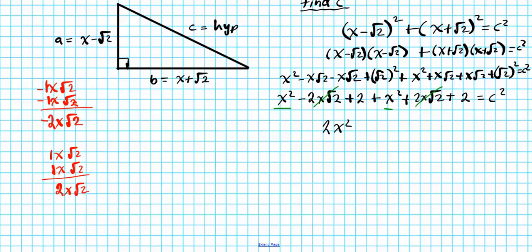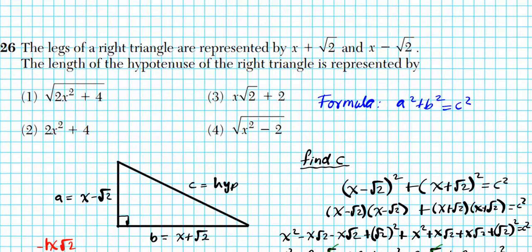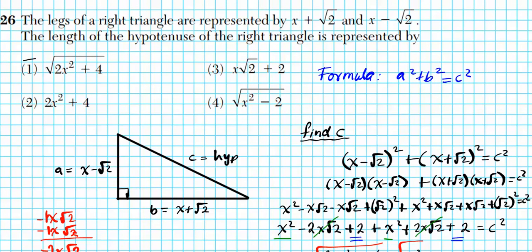So when you combine x squared, like terms, you have 2x squared. And then when you combine, what else do we have? Positive 2 and positive 2, you have plus 4 equals c squared. Now, to get c, the length of the hypotenuse, isolated, you're just going to do the inverse of square, which is square root. So root both sides and you are in business. Final answer, little c, the length of the hypotenuse is the square root of 2x squared plus 4. Our answer is option number 1.